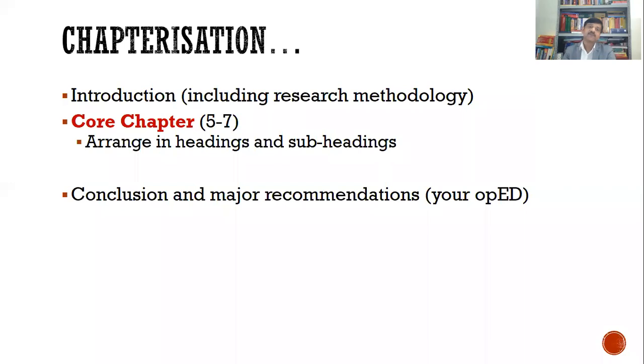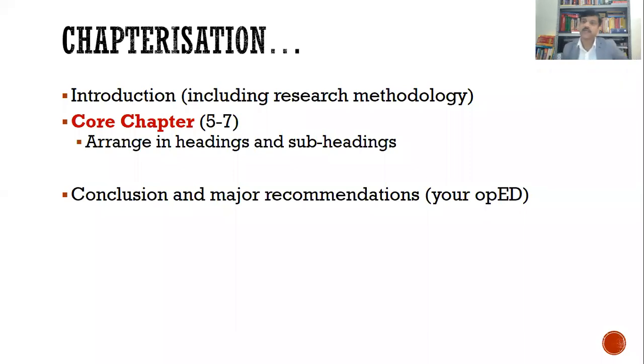Then you should have your core chapters, and your core chapters should be arranged sequentially. So just see the order of your chapters, how it is arranged. And generally speaking, I think 5 chapters is enough for dissertation. So 5 to 7 chapters. And when you are arranging these particular literature, the core chapters, have your headings and subheadings in place.